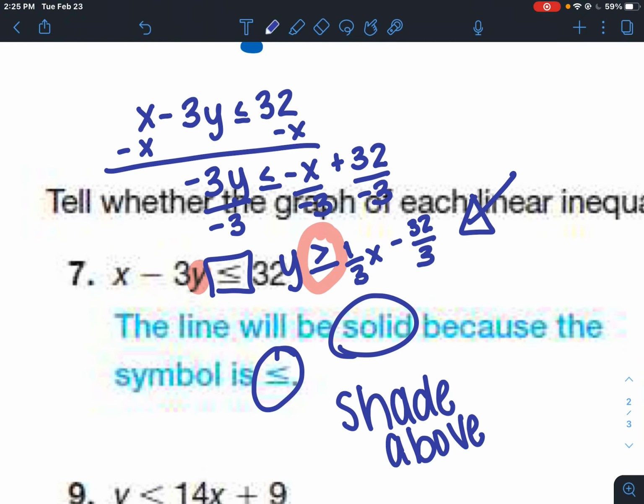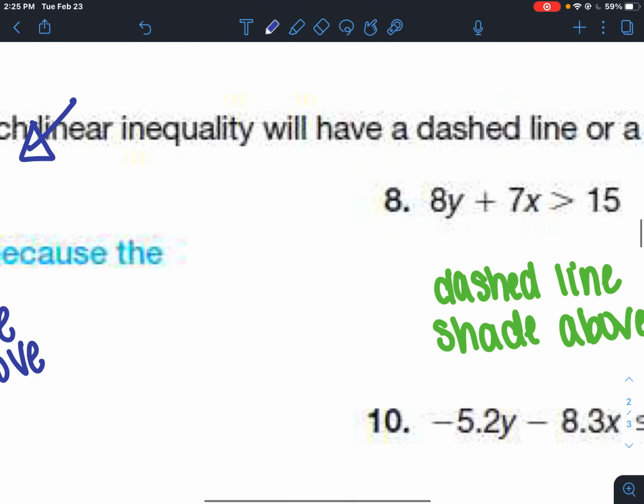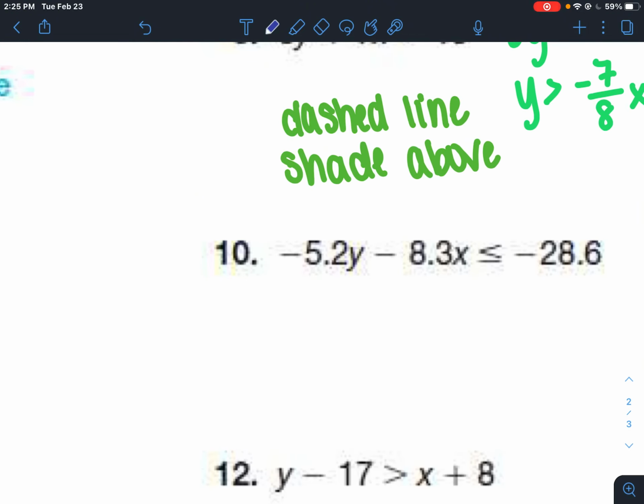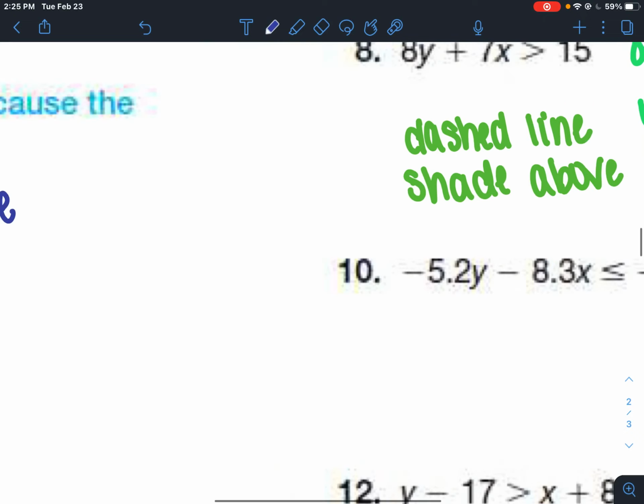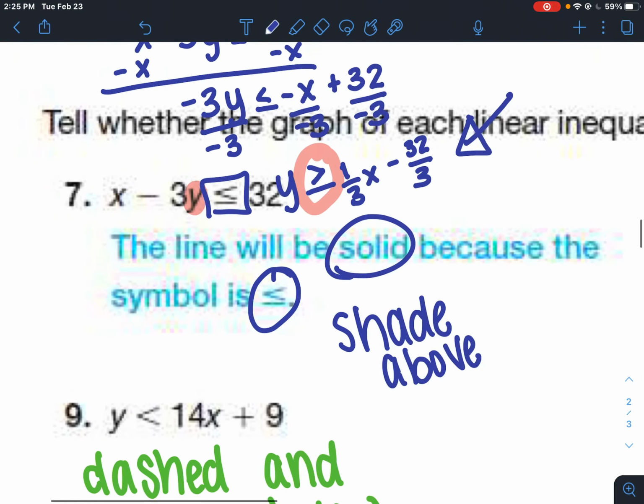Okay, so try the rest. Maybe skip number 10 because there are some decimals there, and yeah, we can skip that one. But do try the rest, and good luck.